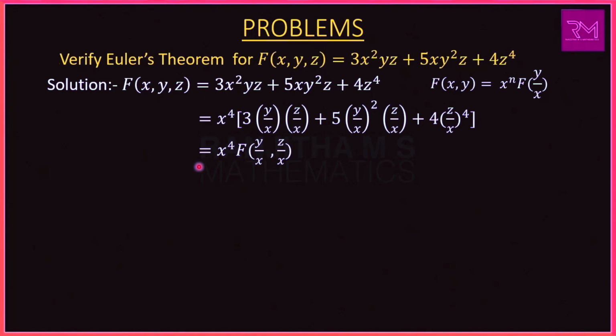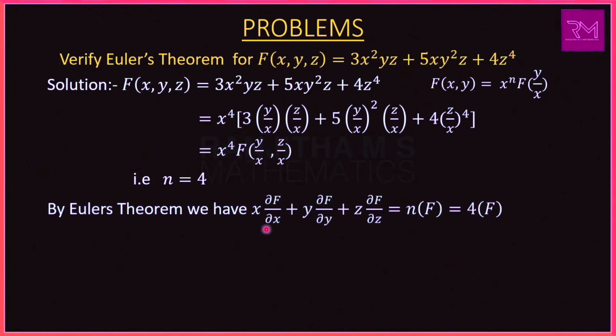So we get the equation of the form f(x, y, z) = x⁴ into f(y/x, z/x). So we can conclude that this is a homogeneous function of degree n = 4. Here in xⁿ, n is the degree of the homogeneous function. So we take the value n = 4.